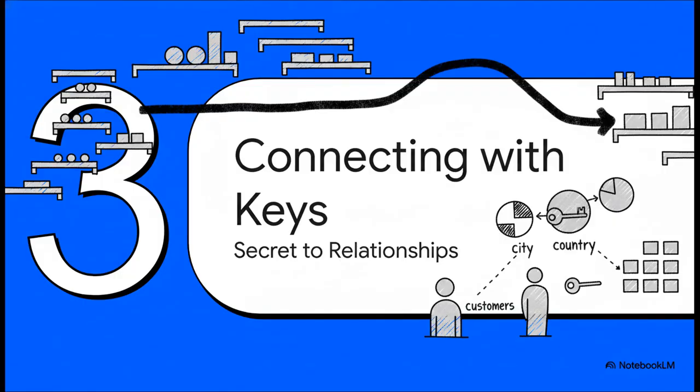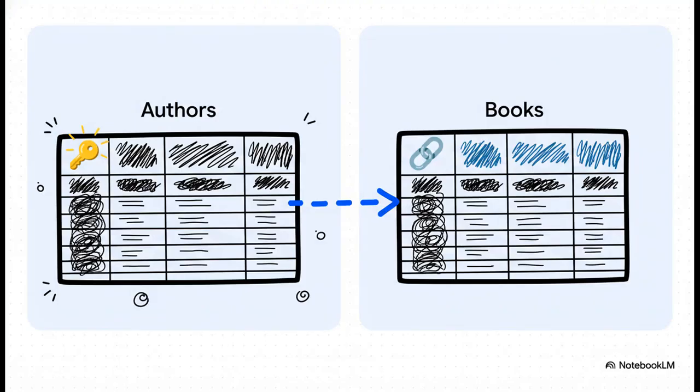Okay, so we've got our perfectly organized bookshelves, our tables, but right now they're just separate shelves, right? How do we link them? How do we say that this book was written by that author, or this customer placed that order? The secret is something called a key. And the magic here really comes down to two kinds of keys.